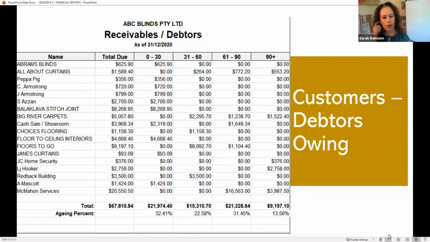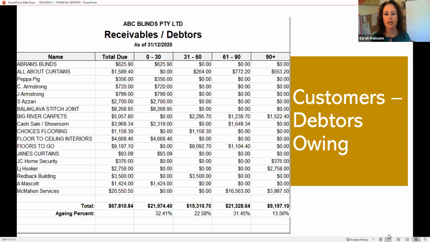The next report that we really need to be looking at is a receivables or a debtors report. Okay, so this report here is a snapshot of the debtors owing, or the invoices that have been issued to customers that are yet to be paid. So it tells us the total amount owing by the customer or by all customers and the time the invoice has been outstanding or unpaid for. So in this case, 30, 60 or 90 days plus since we actually sent the invoice to that person.